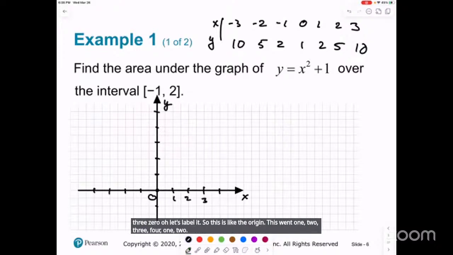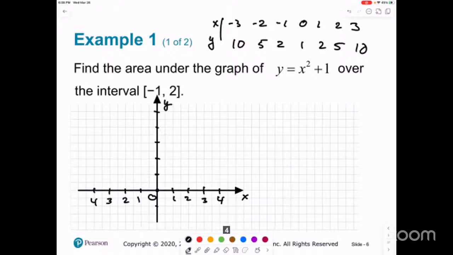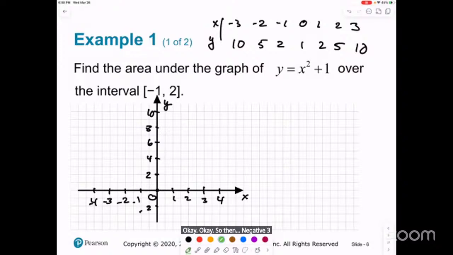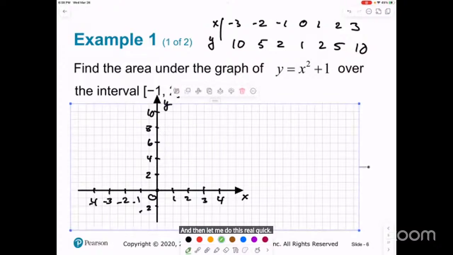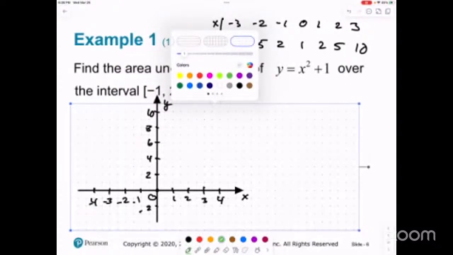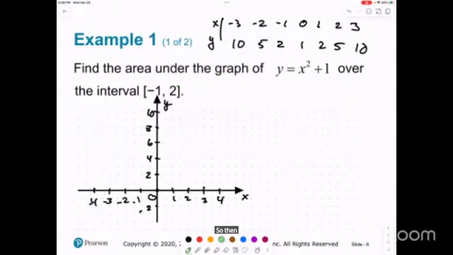1, 2, 4, 2, 4, 6, 8, 10, 2. Okay. So then -3 and 10, 9. Yeah, 9 plus 1 is 10. And then let me do this real quick, like this. So then -3, 10 is here. So it's going like this. -2, 5 is here.